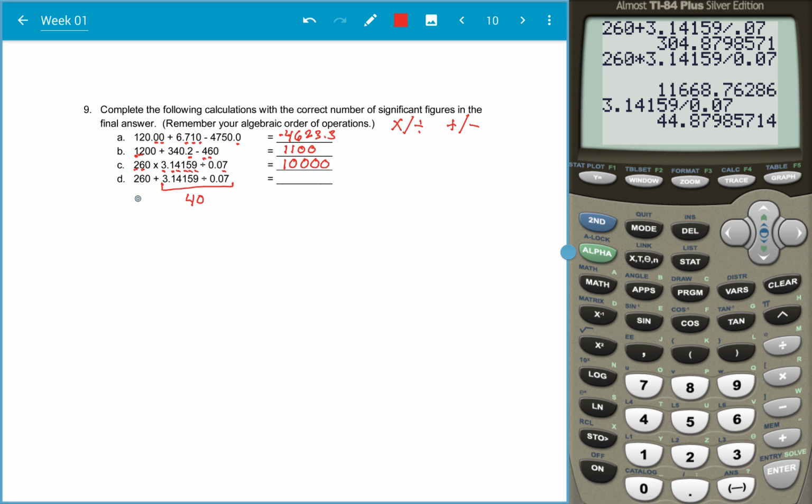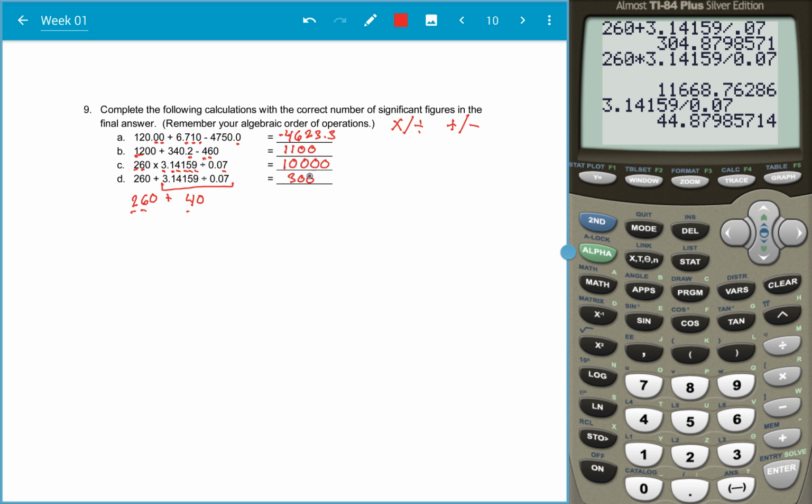So now I have 260 plus 40. And since we know both of these to the nearest 10, my final answer should be 300. Now in this, I still know that 300 to plus or minus 10 in terms of rounding, to the nearest 10.